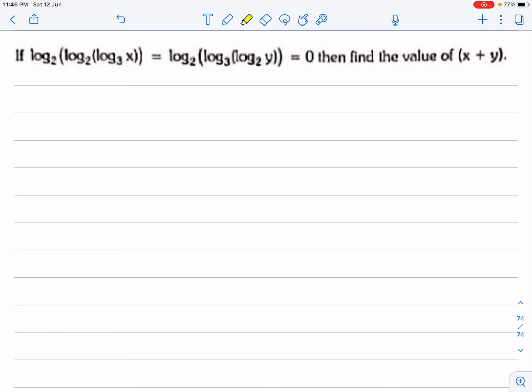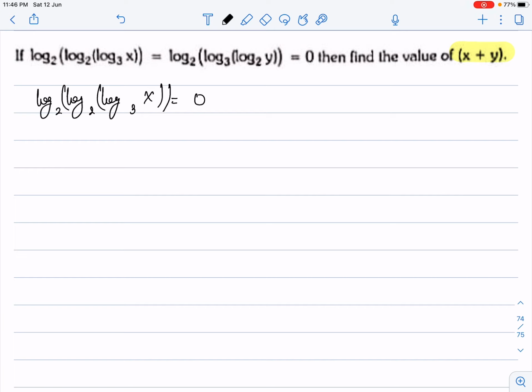So we'll be going to solve this question written on the screen. Here the value of x plus y is asked of you. So what is the first expression given over here? Log of log of x base 3, base 2, base 2 is equal to 0.